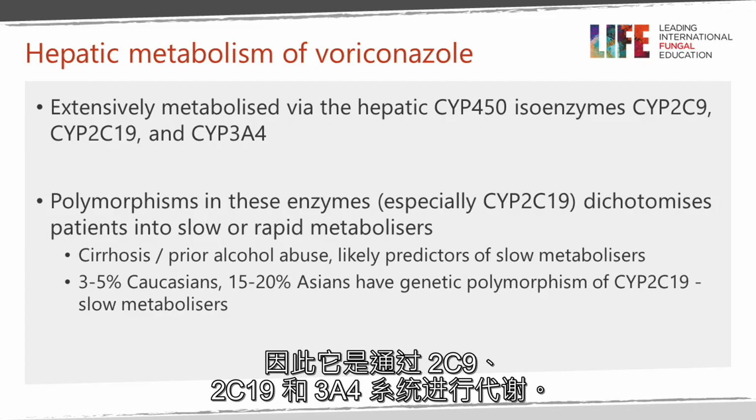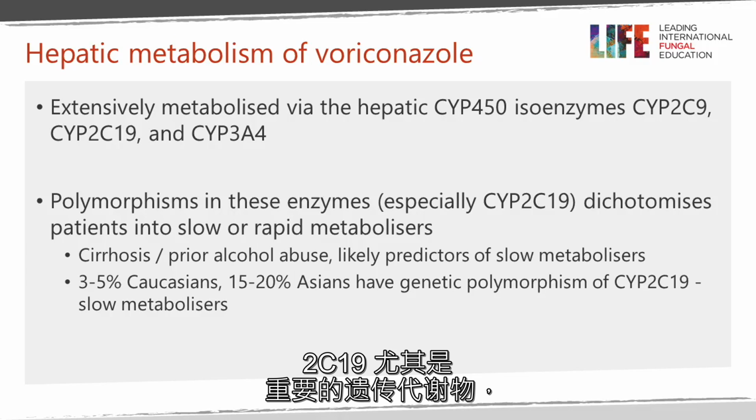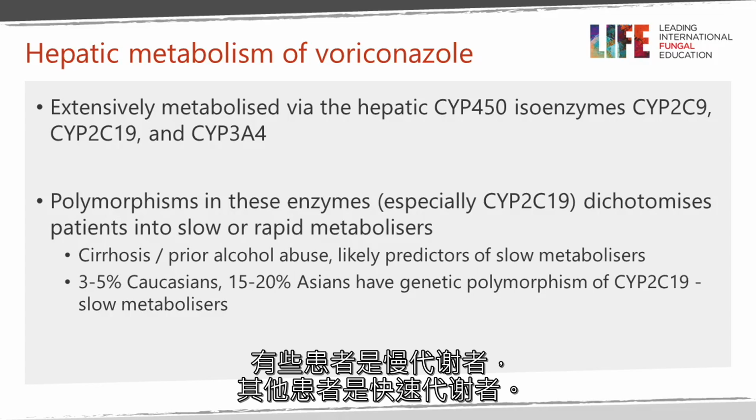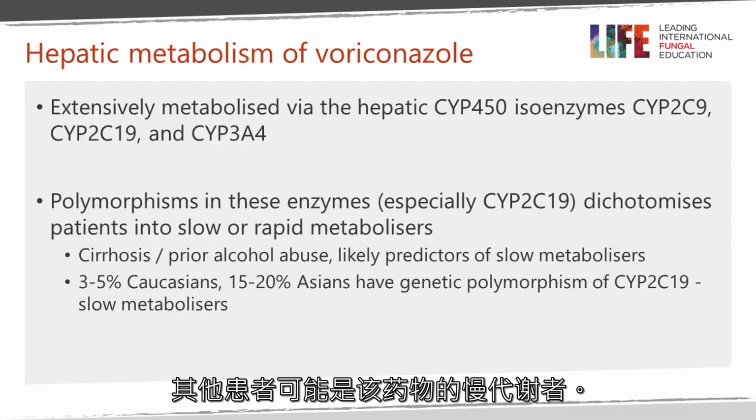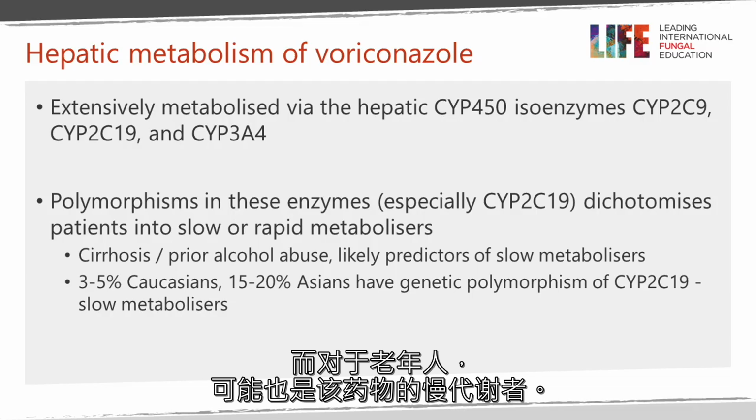So it's metabolized through the 2C9, 2C19 and 3A4 systems, and in particular 2C19, there's an important genetic metabolizer, and some patients are slow metabolizers and others are fast metabolizers. In addition, patients who have cirrhosis or have drunk too much alcohol may be slow metabolizers of this drug, and very old people are also slow metabolizers of the drug.